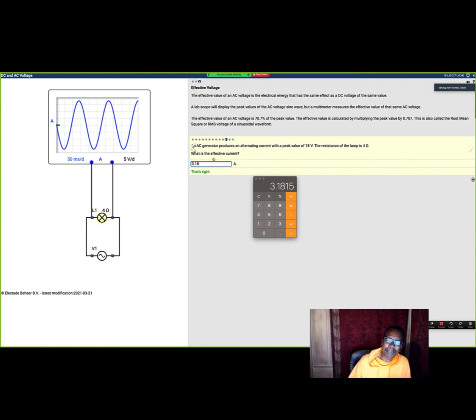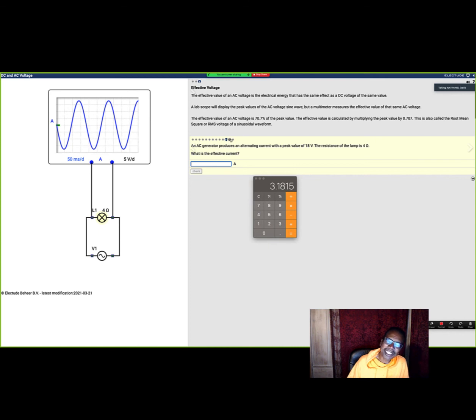This word right here, effective value versus peak value, is the whole key to everything. So we just took that first number, the 4.5, and multiplied by this. That gives us our effective value. Yes, it took us until the end of the year to figure it out.